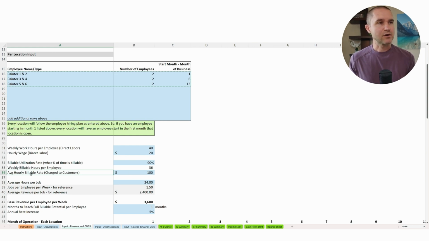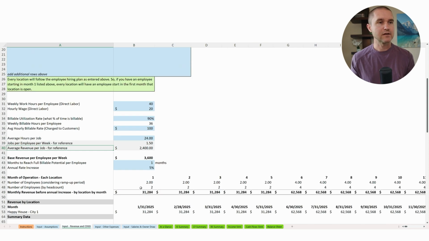So I've got an average hourly billable rate charged to customers at $100 an hour. We're saying the average hours per job is 24 hours. This gives you an idea of how many jobs per employee per week. Now you might have teams, right? You might not have just one painter, you might have 2 of them on one job or 4 of them on one job, for example. And then here's the average revenue per job, the 24 hours times $100 an hour.